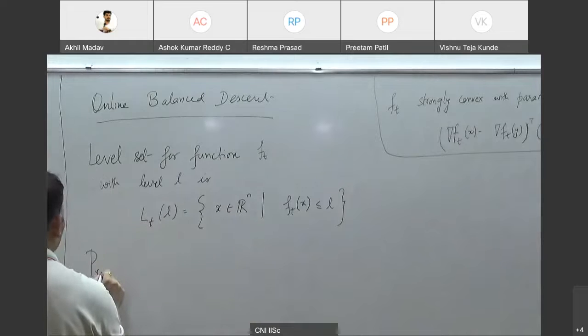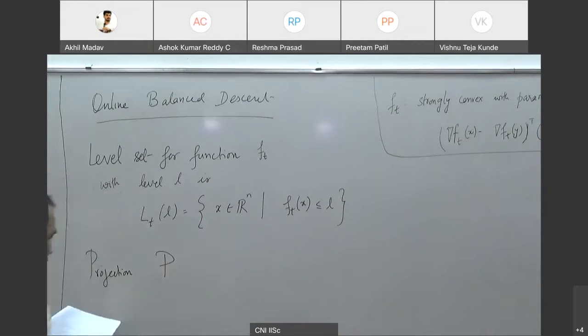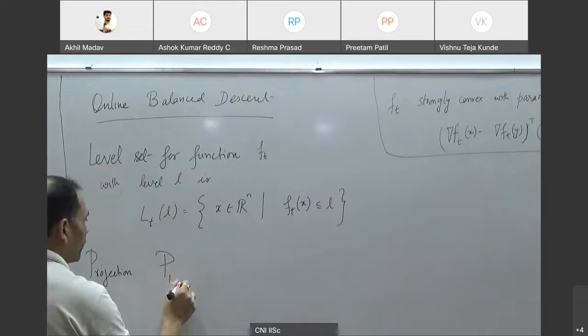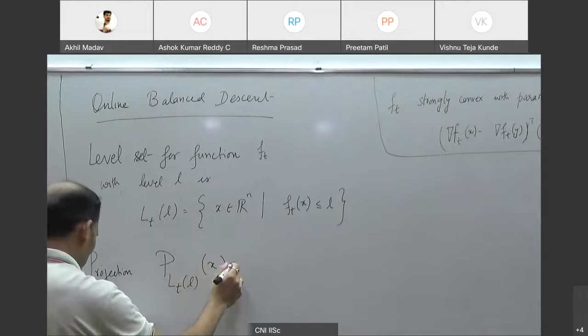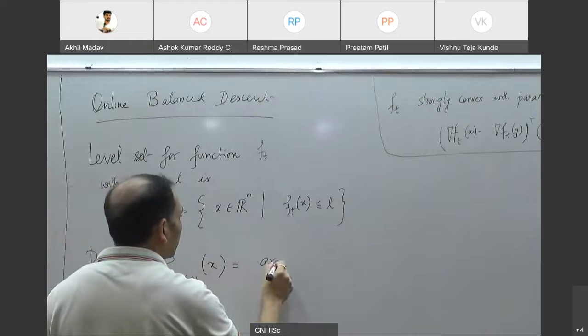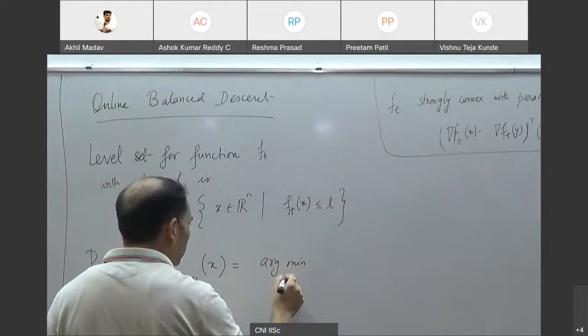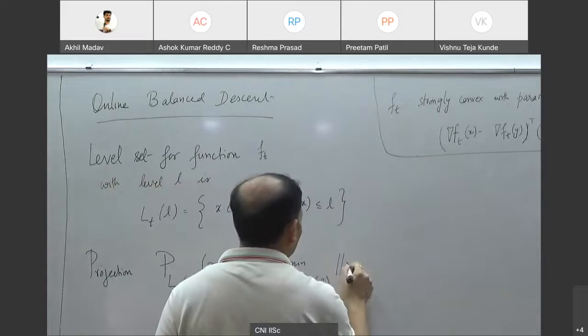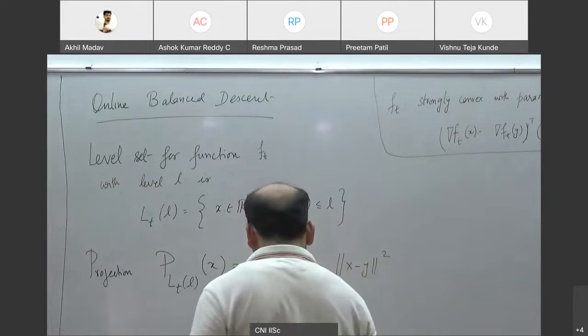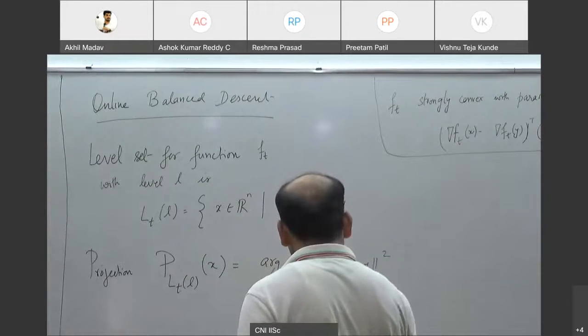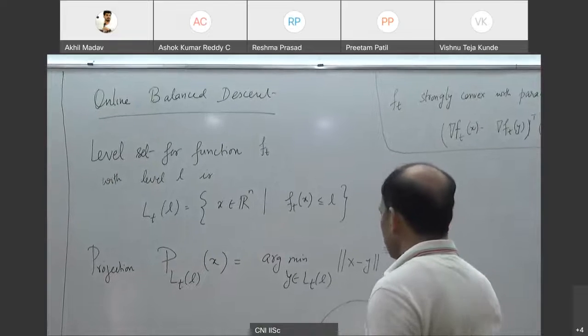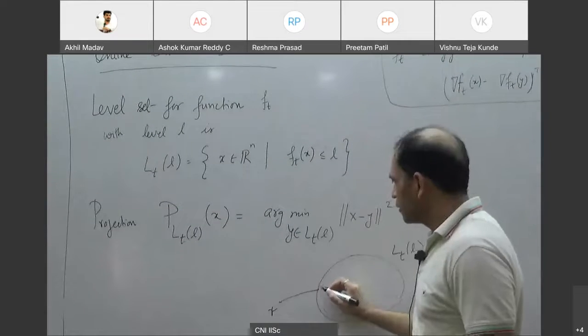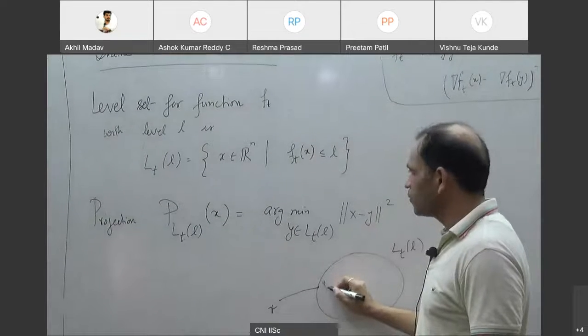Projection. If I take P as my projection operator on the level set L, you have this point X, and you have this level set. The projection is nothing but the nearest point.